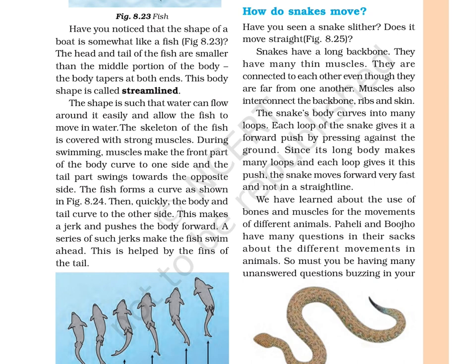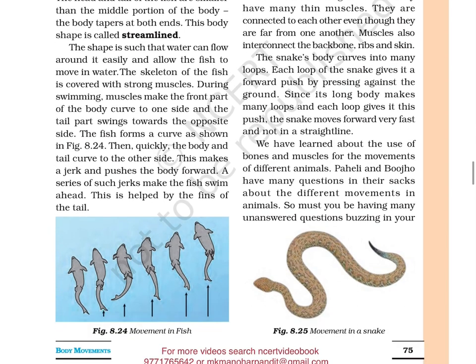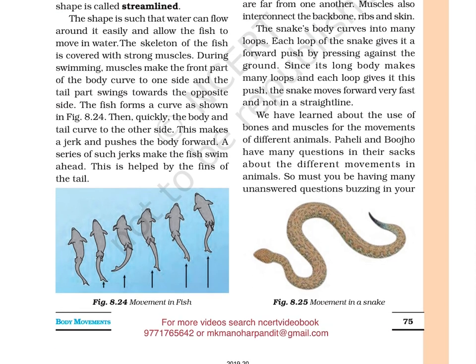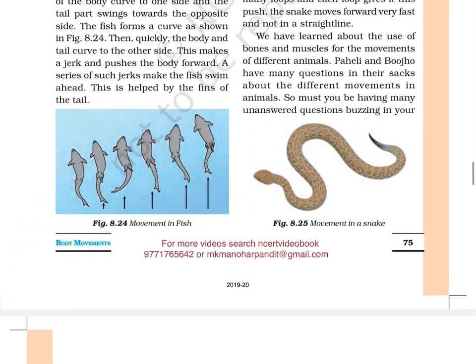Since its long body makes many loops and each loop gives it this push, the snake moves forward very fast and not in a straight line. We have learned about the use of bones and muscles for the movements of different animals. Paheli and Bujo have many questions in their sacks about the different movements in animals. So, must you be having many unanswered questions buzzing in your mind? Figure 8.25 shows movement in a snake.